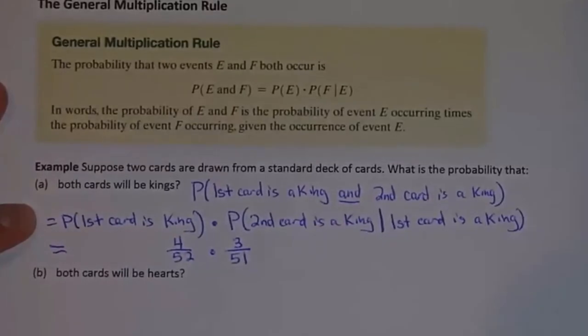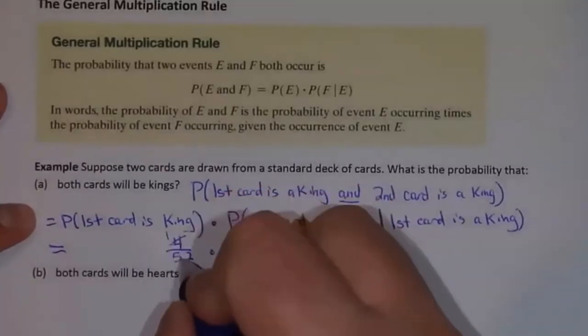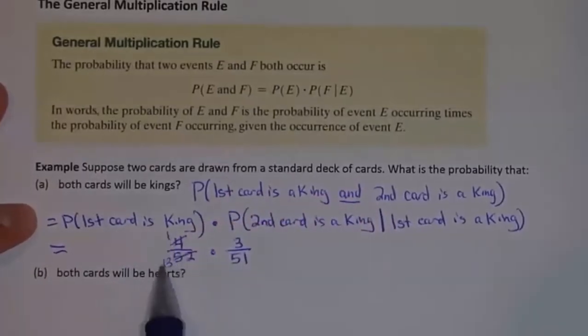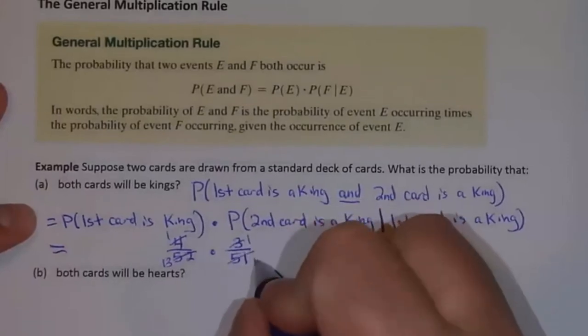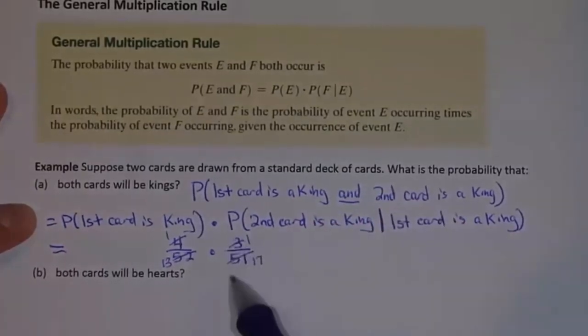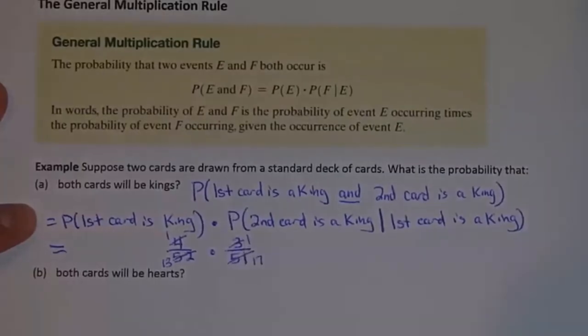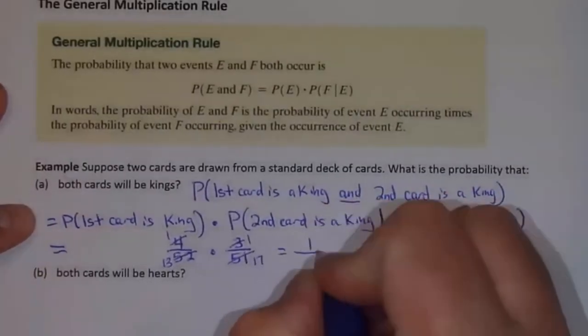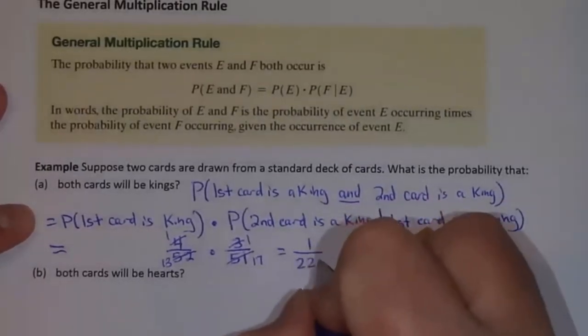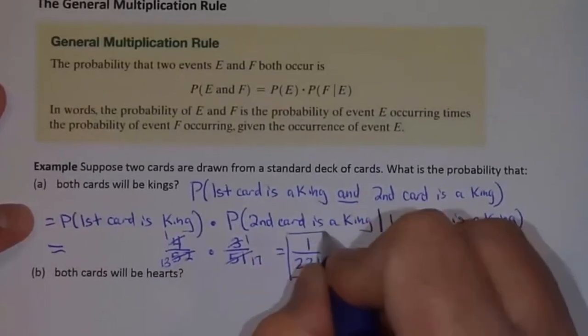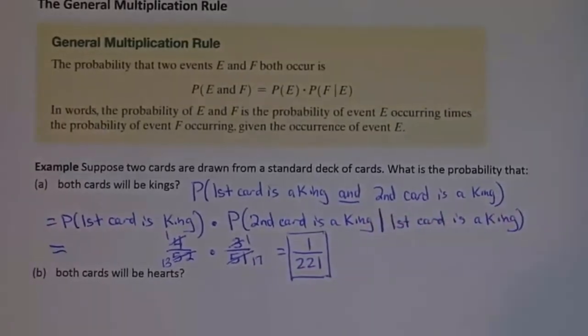So now I just need to multiply and see what that is. Well, I'm going to simplify. 4 goes into 52 13 times, so I have 1 over 13. 3 can cancel with 51, leaving 17. So 3 over 51 will reduce to 1 over 17. And if I multiply 1 times 1, that's 1 on top. 13 times 17 is 221. So there is a 1 in 221 probability that both cards will be a king.